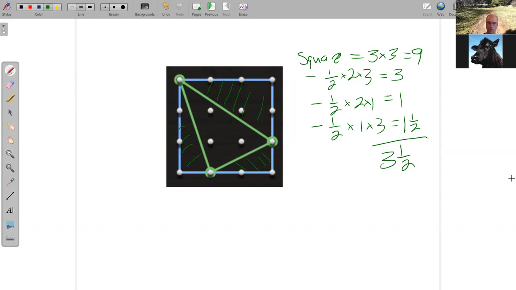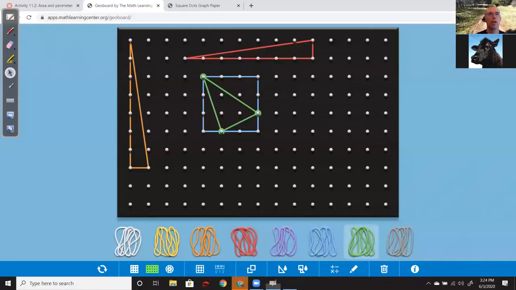So you have to play around and see what you can find. It turns out there's a whole bunch, not infinitely many, but on the geoboard, there's a bunch of different triangles that have an area of 3.5, and you should be able to find at least 5, I think, where I only asked for 3 of them. And now we have 2.